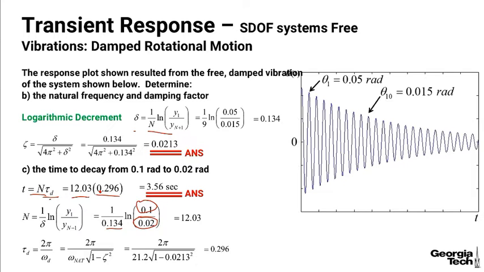And so the total time to decay from 0.1 radians to 0.02 radians, you can see how this could have a real practical importance on how quickly a real-world system decays from some value down to another value to meet some sort of a specification. And in this case, for the problem we solved, it's 3.56 seconds.